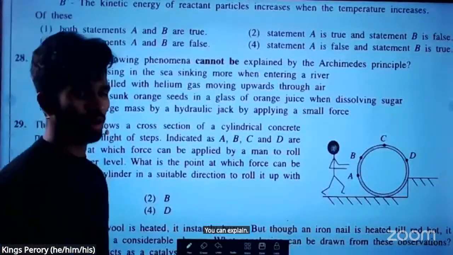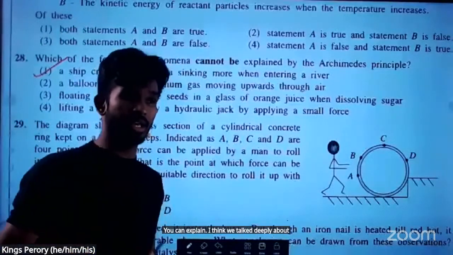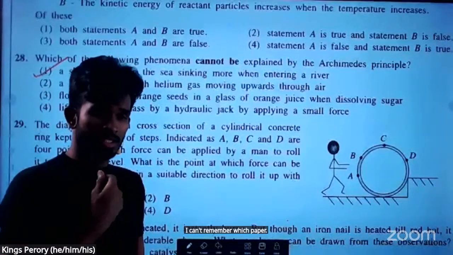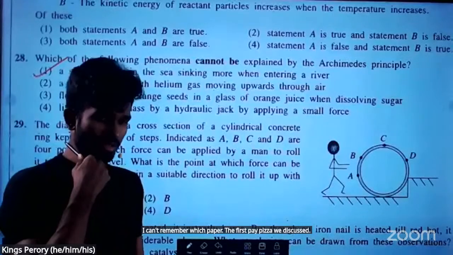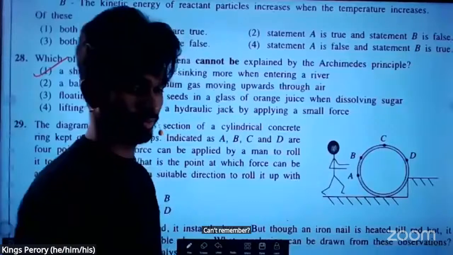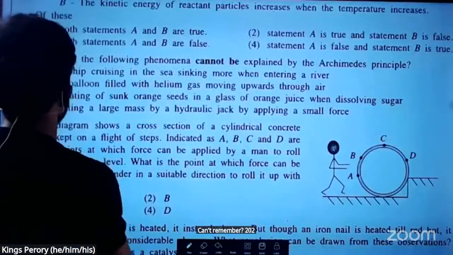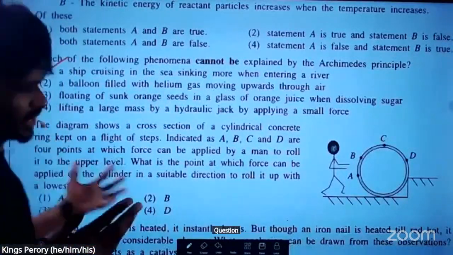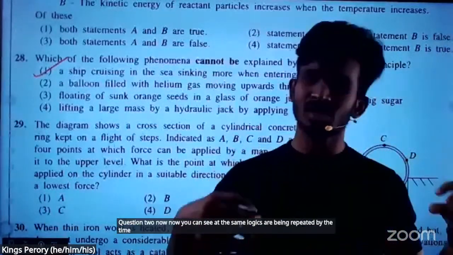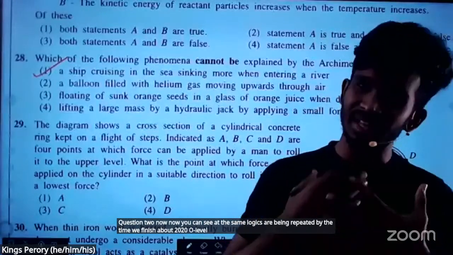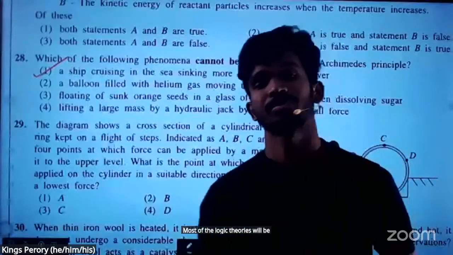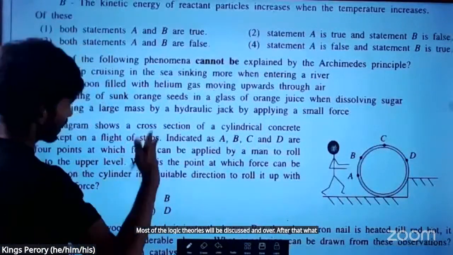I think we talked deeply about Archimedes' principle one day. I can remember which paper. In the first paper itself we discussed. Can you remember? 2023, question 2. Now you can see the same logics are being repeated. By the time we finish the 2020 O-level paper, we will have nothing to discuss. Most of the logics and theories will be discussed and over. After that, what you need to do is do the papers and go.